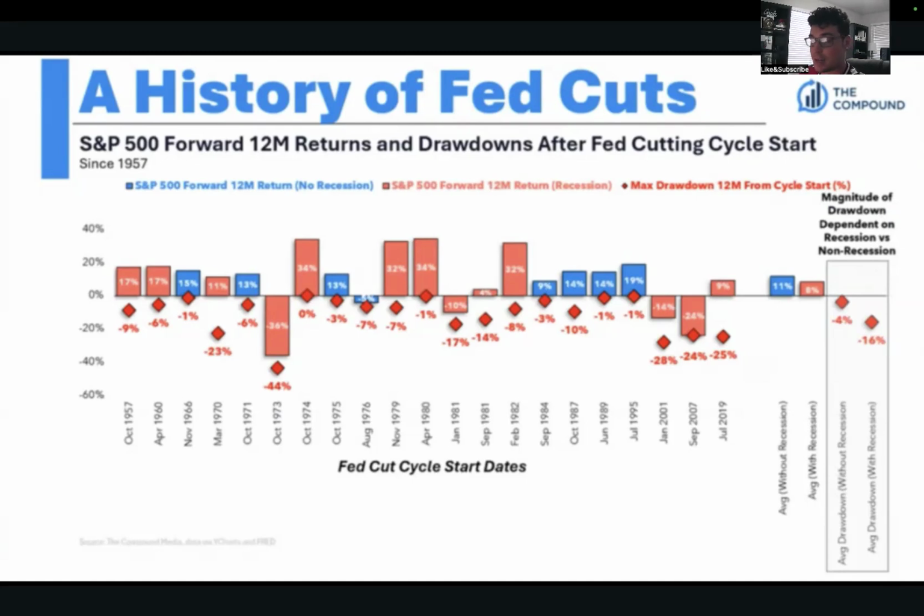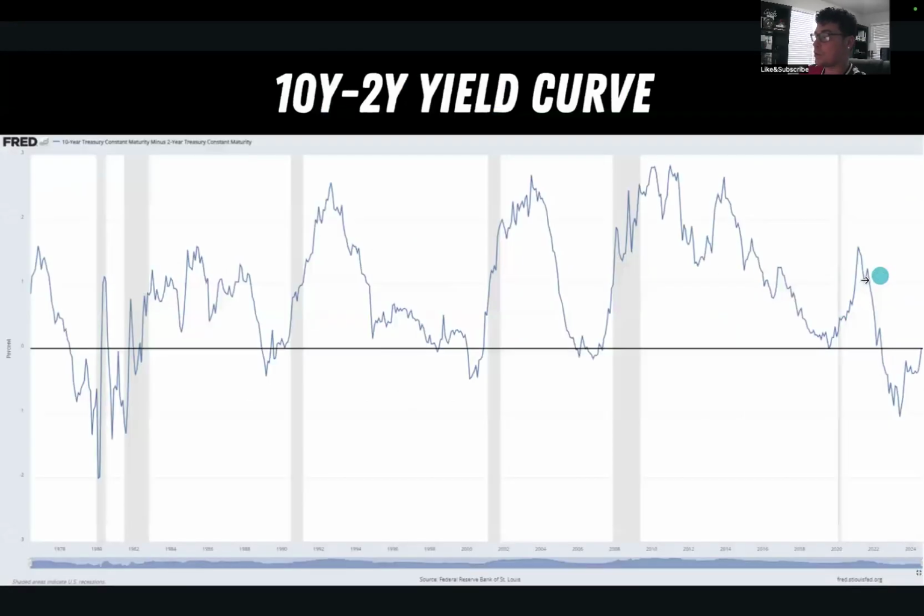Now, no matter how much data you look at or forward-looking data, it's going to be hard to predict whether or not we're going to experience a recession. But let's do the best that we can. So let's look at the yield curve. This is the inverted yield curve that we have currently.